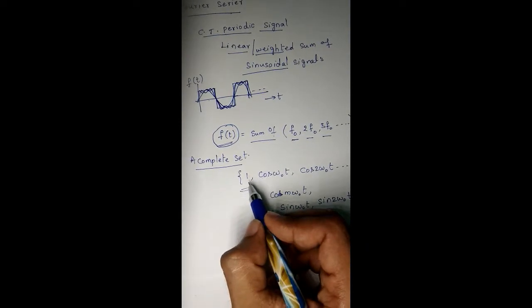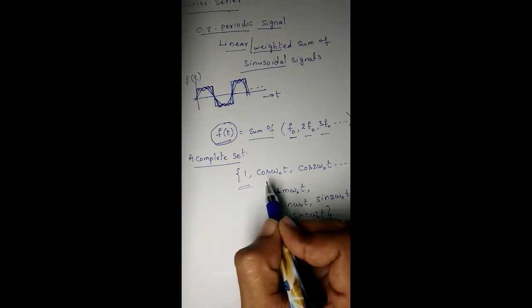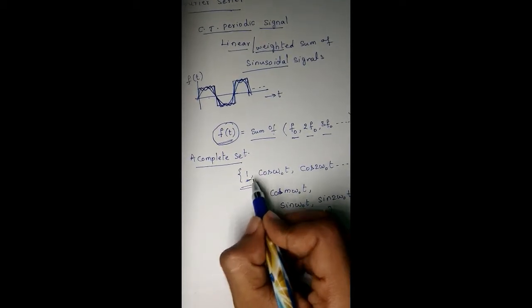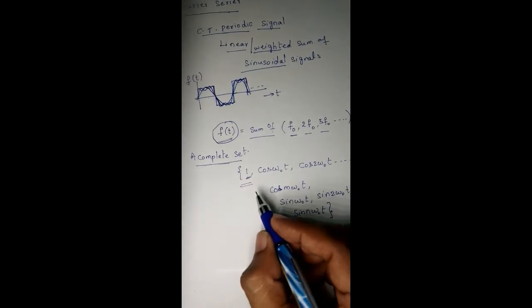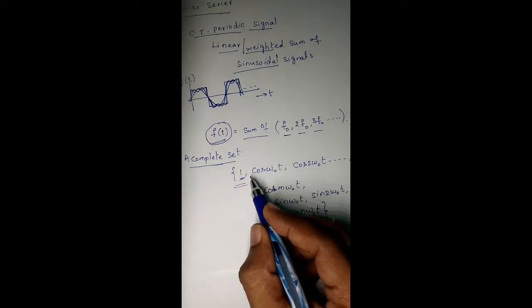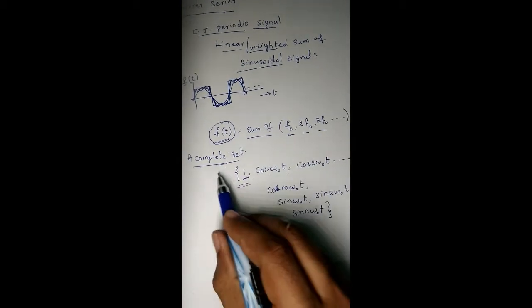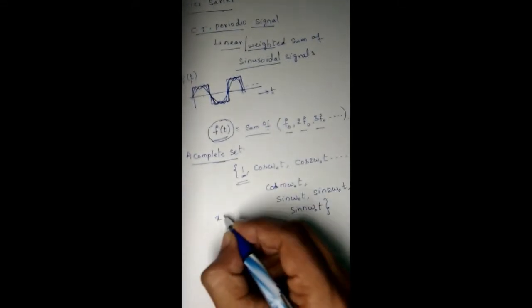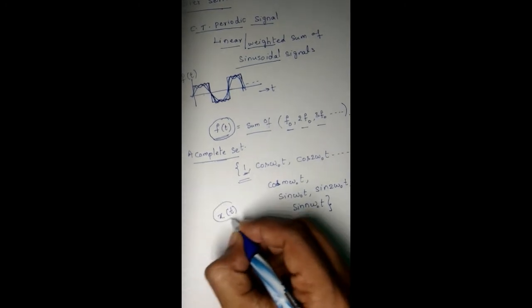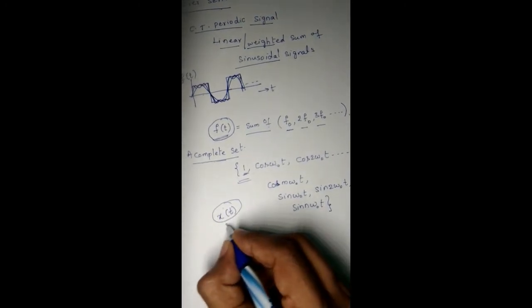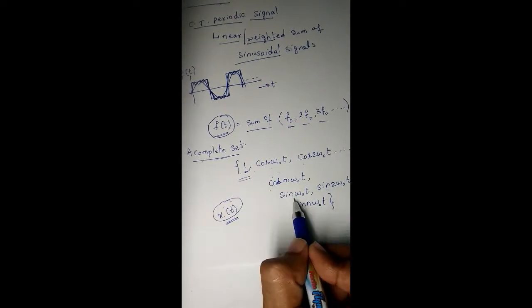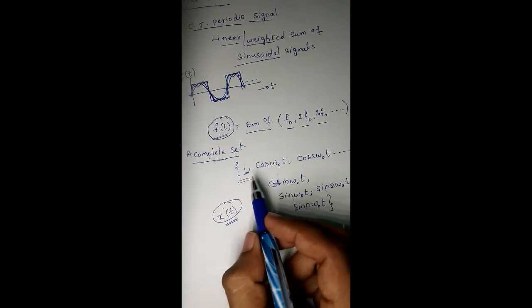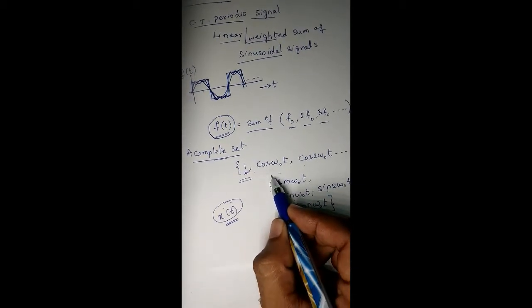We call this set of sinusoidal and cosinusoidal signals, including 1, a complete set. Why? Because no other element exists that is orthogonal to the elements of this set. That is why this is called a complete set. That means, let us say x of t is a signal, and there exists no x of t which is orthogonal to the elements of this set. So that type of set is called a complete set.